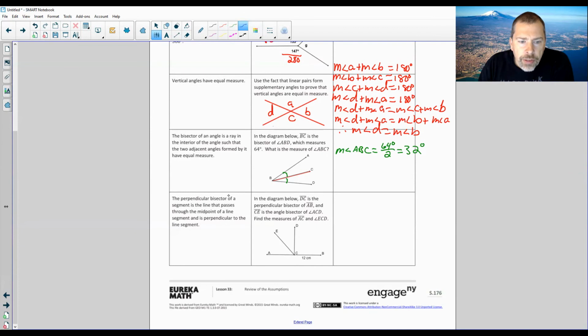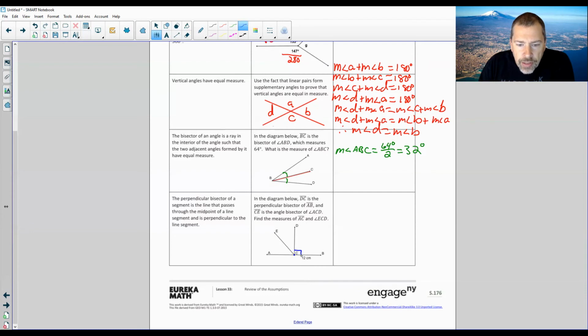The perpendicular bisector of a line segment is the line that passes through the midpoint of a line segment and is perpendicular to the line segment. The perpendicular bisector of a segment. So AB is a segment. CD is a perpendicular bisector. It passes through the midpoint of a segment and is perpendicular to the line segment. So then they meet right here, and this is 90 degrees since it's perpendicular.